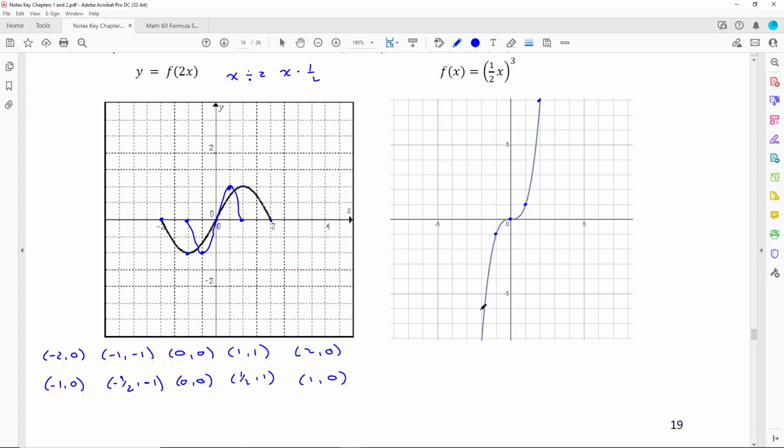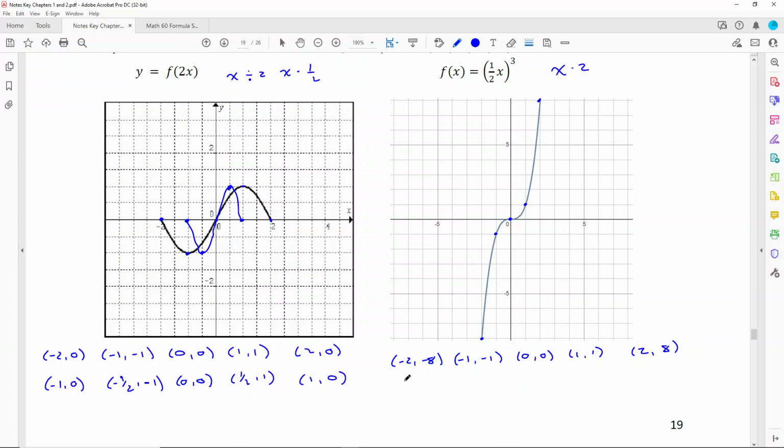Those, and this guy. So I would pull out (-2, -8), (-1, -1), (0, 0), (1, 1), and (2, 8). Okay, and then do your transformation on them. So hopefully pause the video. So it's opposite as appears. So I'm going to multiply all my x values by 2 or divide by a half.